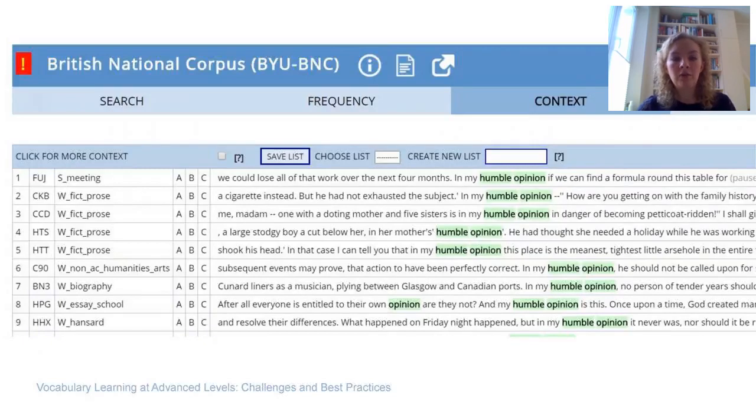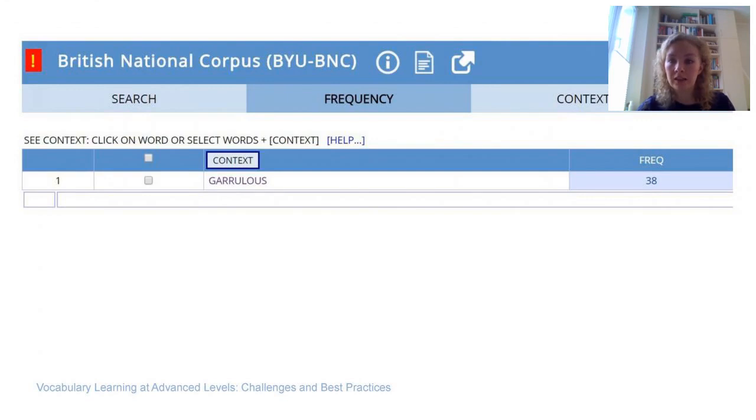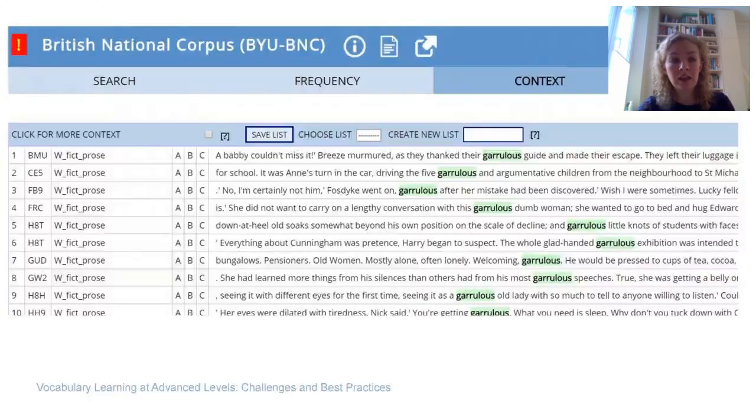And the last thing, for example, you have a not very frequent word, such as garrulous. Again, you want to see, okay, how is it used and who can be garrulous? What can be garrulous? You choose list. And, okay, you see 38 instances for a 100 million word corpus. 38 instances is not much, so we can think, this word is not very frequent. Noticed? And again, we see the examples and the context.